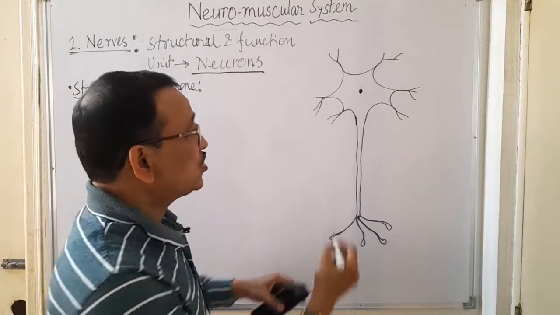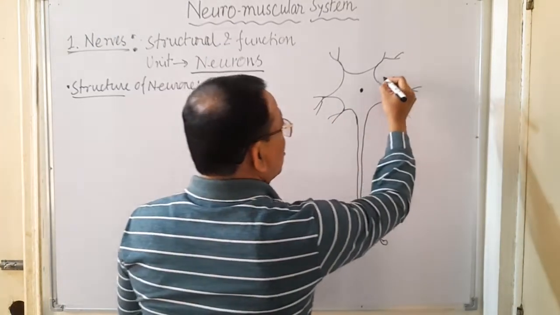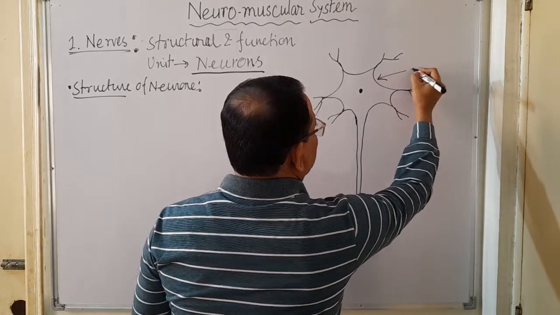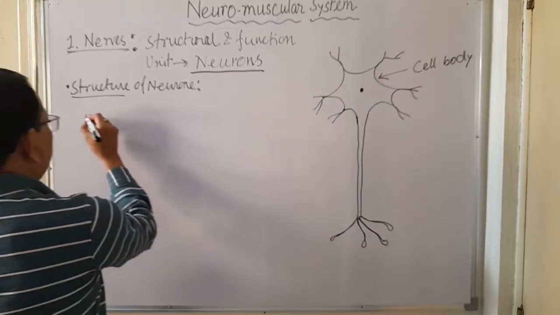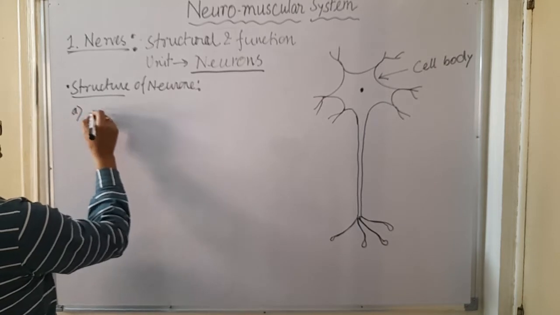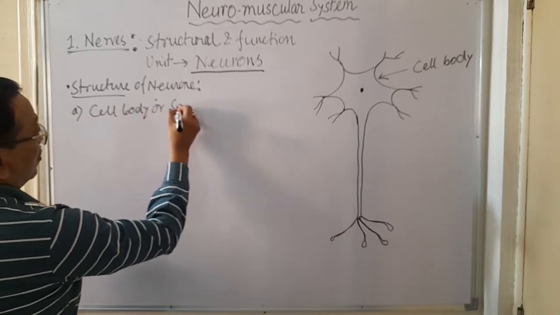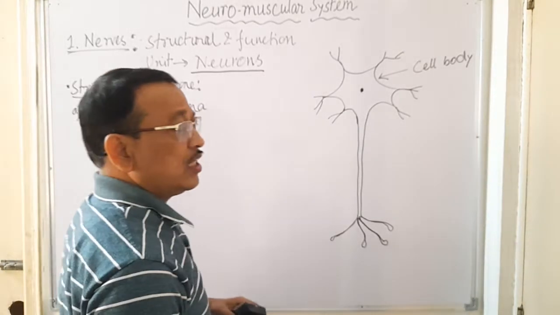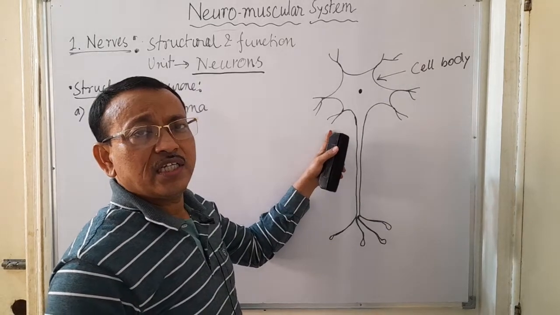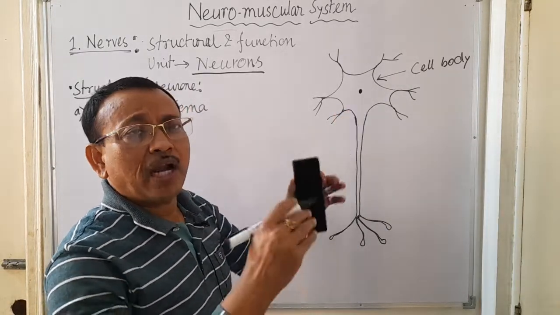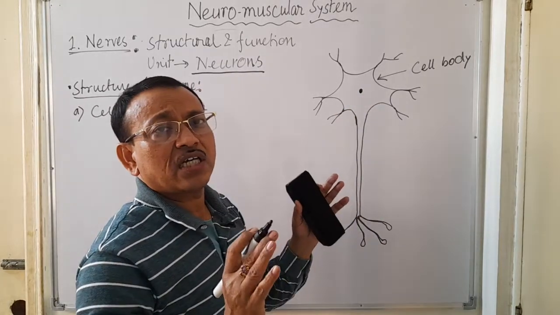Here you see this nerve cell has three components. The first part is known as the cell body or soma. The first part of the neuron is the cell body or soma. Now the cell body, or the soma of the neuron, has multiple processes. That means from this cell body multiple processes appear.